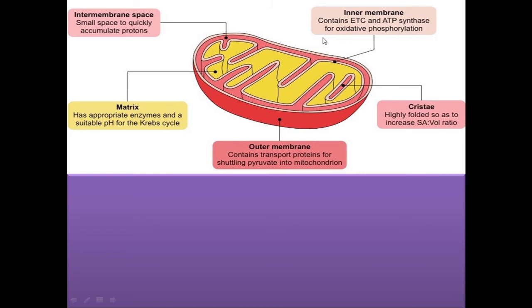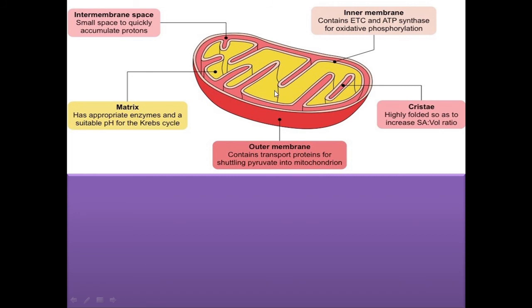Then the inner membrane has foldings. So the cristae increase the surface area to volume ratio. If the inner membrane is not folded, there will be a less surface area to volume ratio. Because of cristae, there is more surface area to volume ratio. The inner membrane has the enzymes of the electron transport chain and ATP synthase, so it helps in these processes. The matrix has the enzymes of the Krebs cycle and the pH which is required to perform the Krebs cycle, so it helps in them.